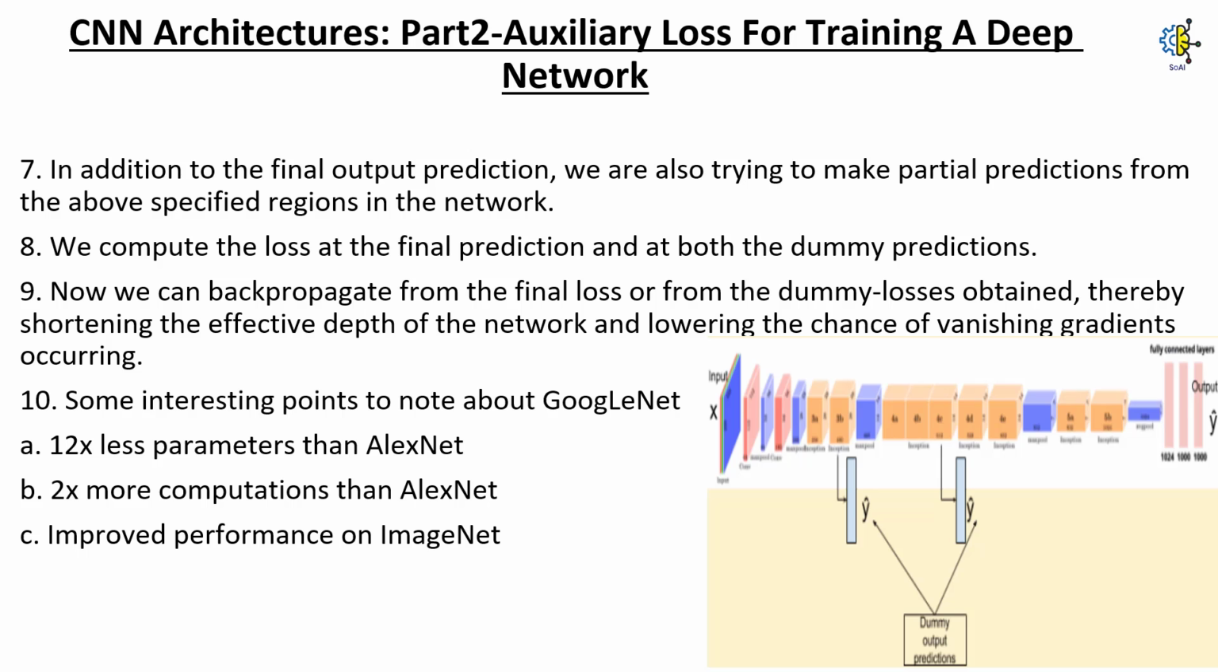Some interesting points to note about GoogLeNet are: 12x fewer parameters than AlexNet, 2x more computations than AlexNet, and improved performance on ImageNet.